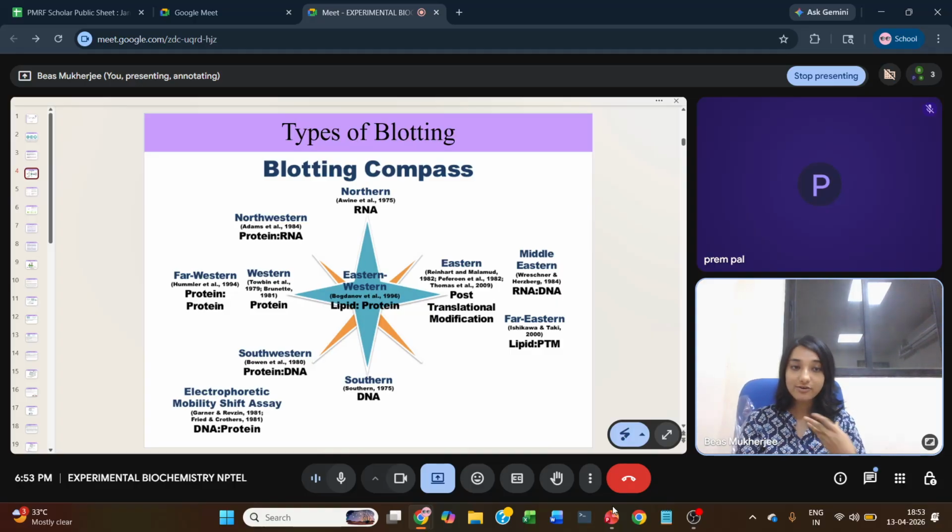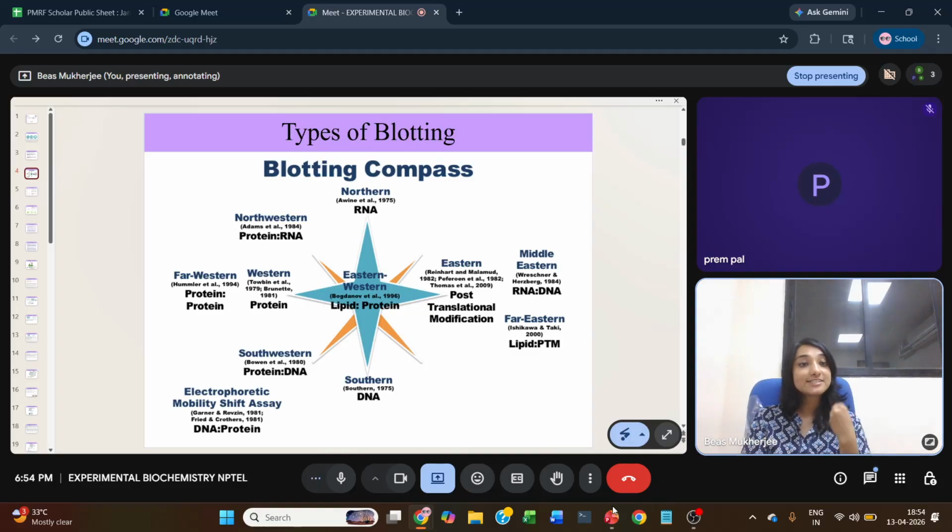This is called the blotting compass, and here you can see that Northern is for RNA, Southern is for DNA, because a scientist with the surname Southern actually developed this technique. Okay, developed the blotting technique for DNA. So, for humor, the other names were then given. For example, Northern for RNA, Western for proteins, Far Western for protein-protein interactions. Northwestern means protein-RNA interaction. Okay, Southwestern is DNA-protein interaction. And EMSA is given here, but it is not a blotting technique.